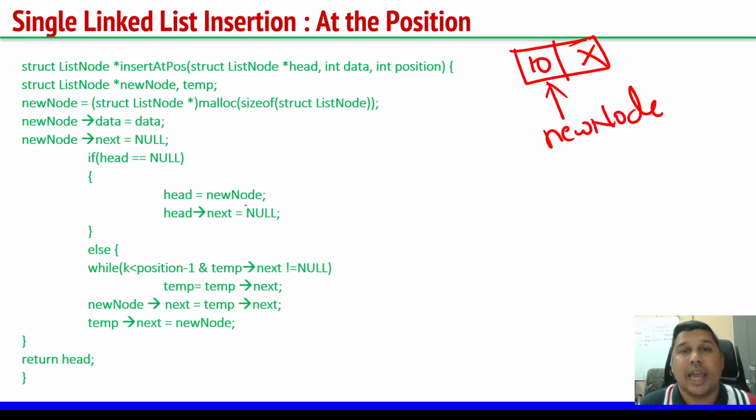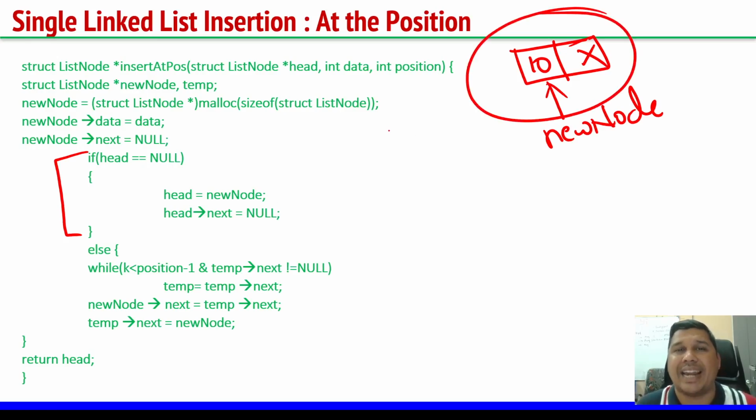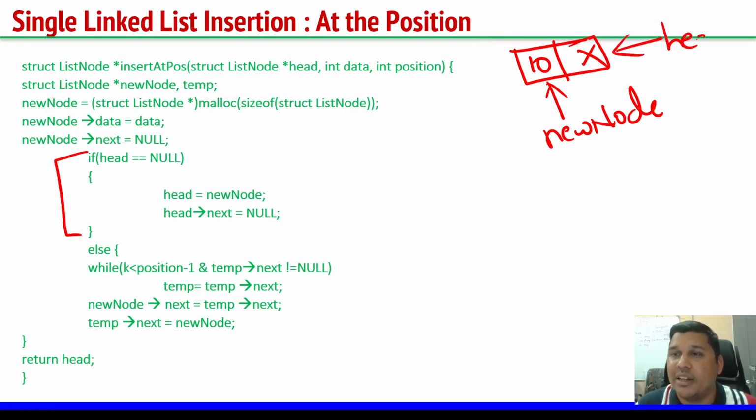Now what you have to do, again as a mandatory check, is verify whether the list is empty. If the list is empty, this is the only element in the list. You need not add anything. Just make this the head. If this is the only element, make this the head and mark its next as null. Now, if there exists some lengthy list already, and you gave a position as some 5.